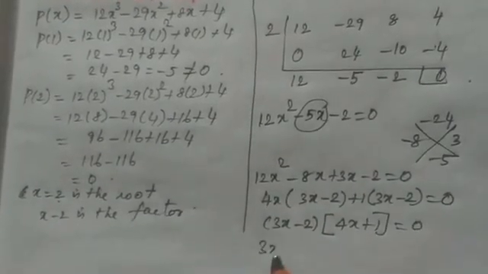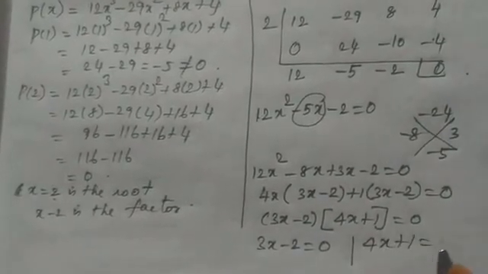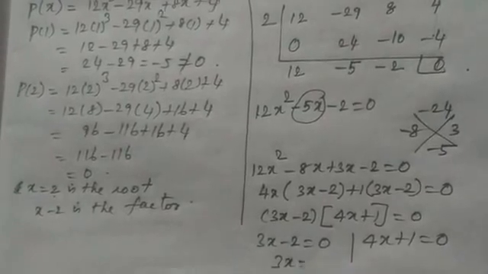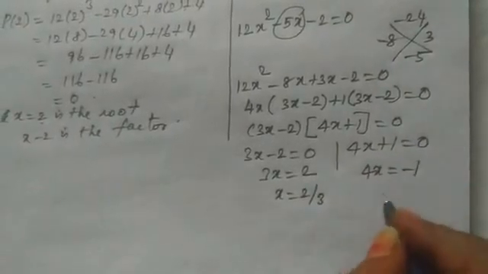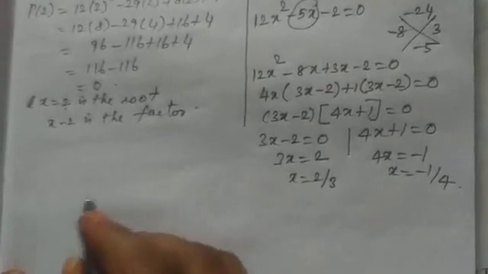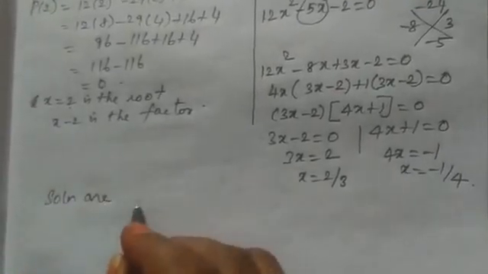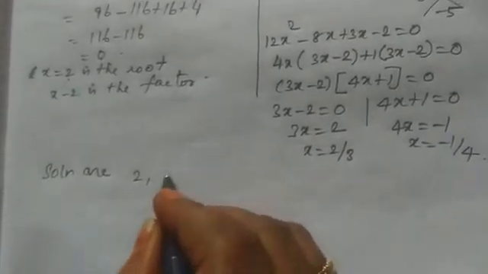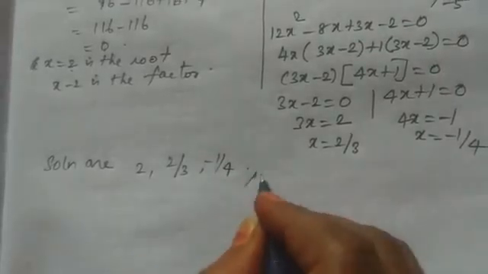Now equate separately. 3x minus 2 equal to 0, 4x plus 1 equal to 0. That is 3x is equal to 2, x is equal to 2 by 3. Here 4x is equal to minus 1, x is equal to minus 1 by 4. So what are the solutions? The solutions are, already we found 2. Now we found 2 by 3 and minus 1 by 4. With this the problem gets over.